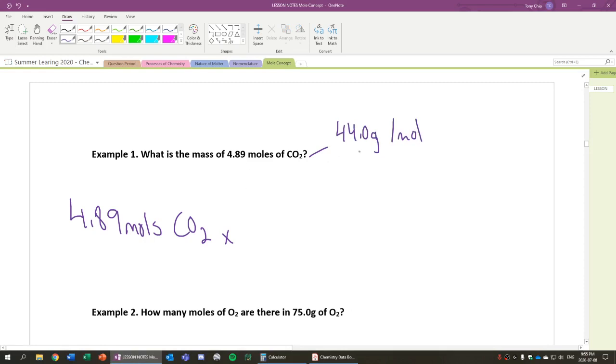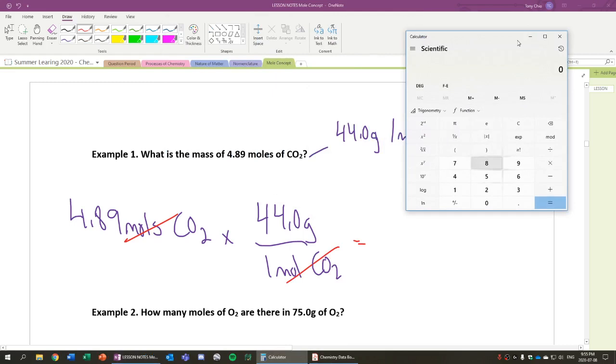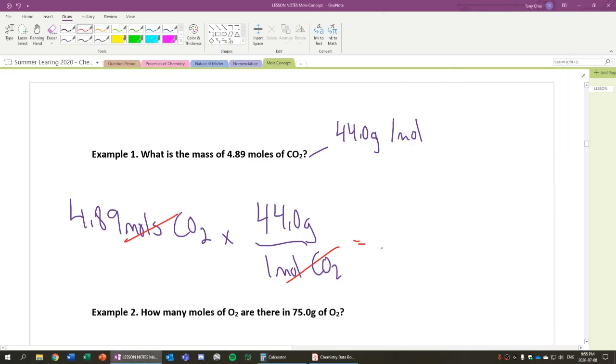So how can I now put this so I can cancel my moles and get grams out of this? Well, I could just put it where 44.0 grams goes on top, and 1 mole of CO2 goes on the bottom. That way my moles of CO2 will cancel out, and I'm left with just my grams. So now if I punch this into my calculator, 4.89 times 44, I get the mass to be 215.16.